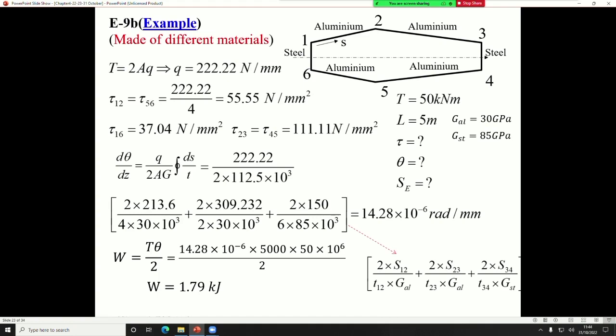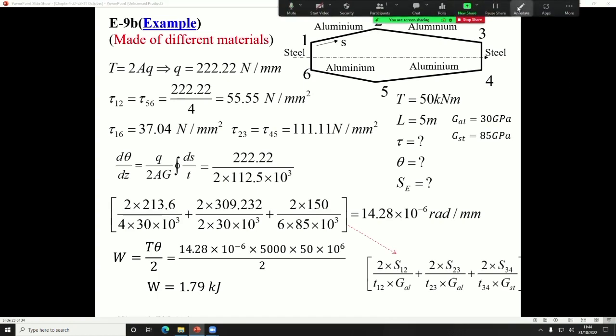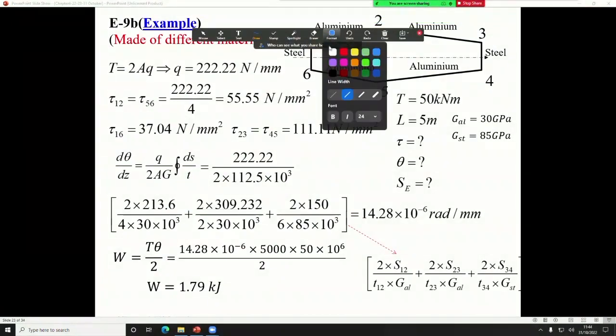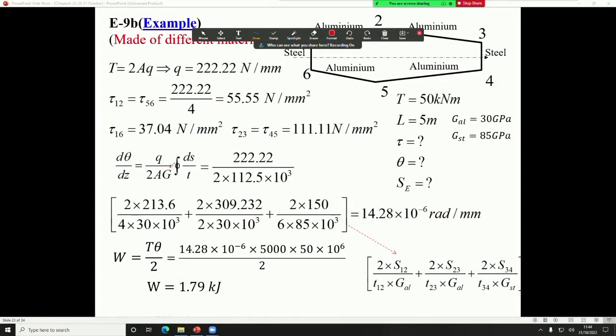So this example is still a single cell, but it just showed you how to see the effect of material property in the equation. Whenever you see the material property, this equation I've written here cannot be right. So this is not correct. It has to be here. Any questions?